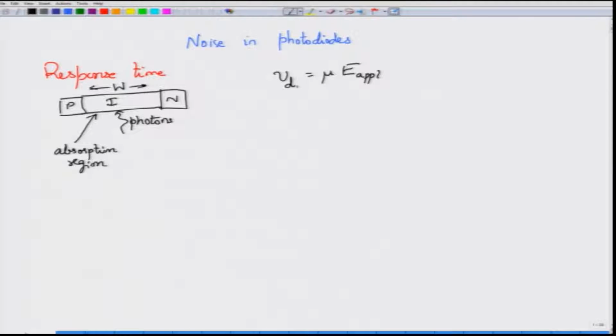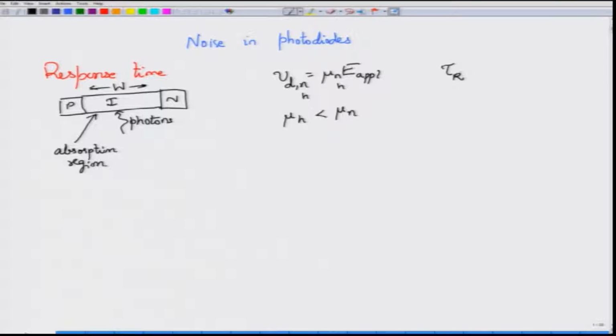Whether you are dealing with the electron or the hole, the corresponding drift velocities will depend on the mobilities of the electron or the hole, and you can look at the semiconductor literature and find that the mobility of the holes is slightly smaller than the mobility of the electron. What this simply means is that electrons are faster, holes are slower, and which of those two will give rise to a larger response time? Obviously, the holes. The holes take a longer time in traversing, and therefore, they form the fundamental limitation.